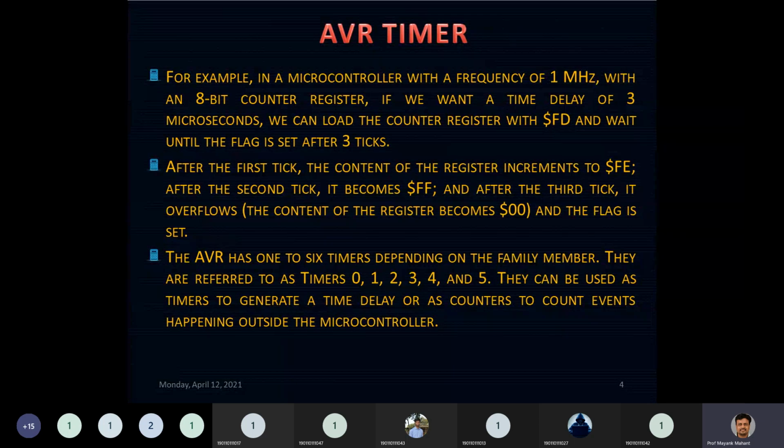As I already said in my lab session, whenever you use an AVR microcontroller, it is mandatory that you go through its data sheet. That will help you know how many timers there are and which are 8-bit and which are 16-bit. These can be used as a timer to generate a time delay, or as a counter to count events happening outside the microcontroller. Depending upon the work you get out of it, it can be referred to either as a timer or as a counter.